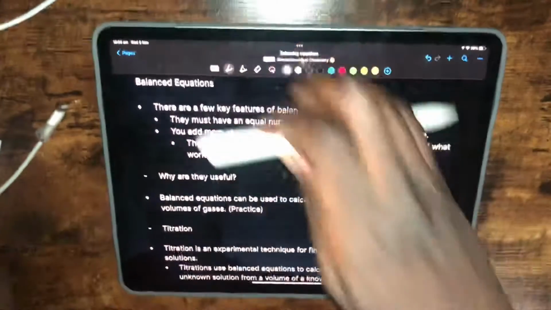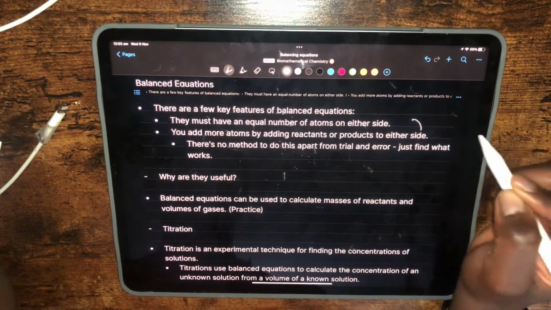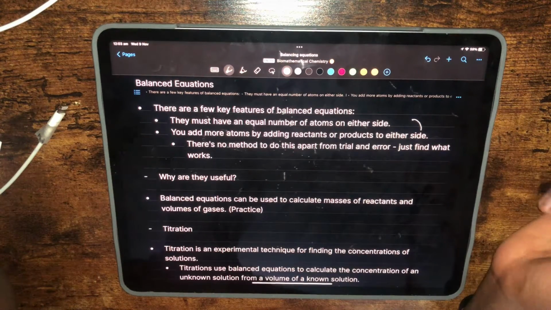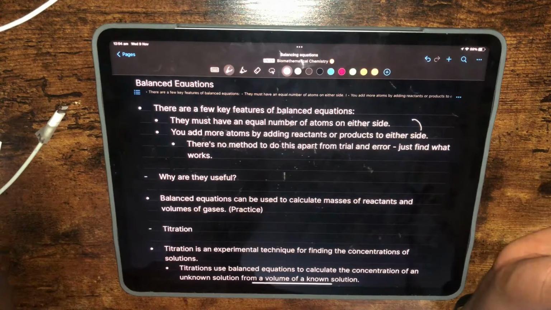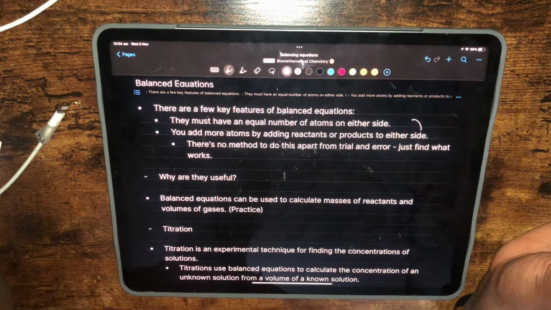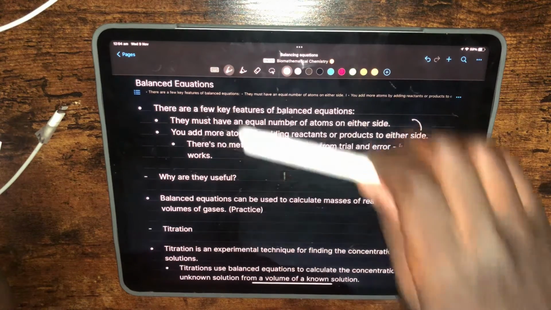These two parts here are just talking about the law of conservation of mass. No atoms can be created or destroyed. So if you add one to one side, it's going to be the same on the other side. You can have the same number of atoms on one side of the equation as the other side. That's what it's talking about there.